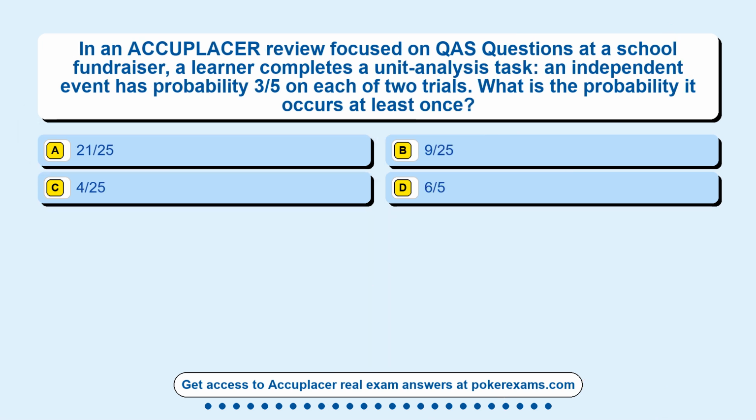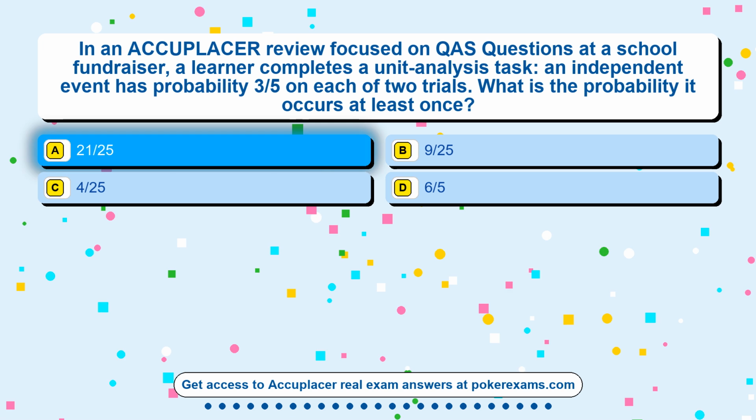Question 13. In an ACCUPLACER review focused on QAS questions at a school fundraiser, a learner completes a unit-analysis task. An independent event has probability 3/5 on each of 2 trials. What is the probability it occurs at least once? Option A, 21/25. Option B, 9/25. Option C, 4/25. Option D, 6/5. The correct answer is option A, 21/25.